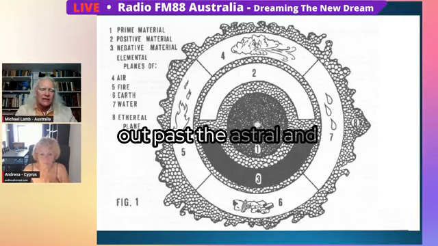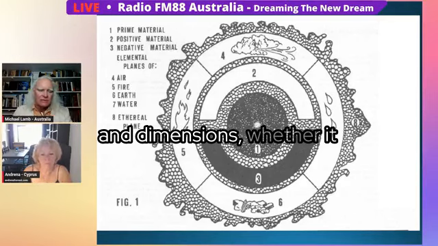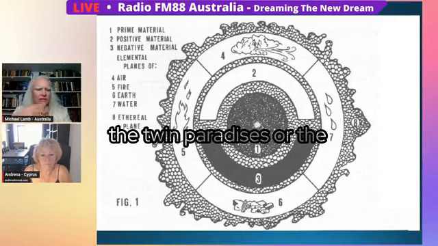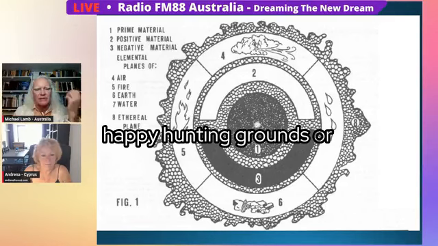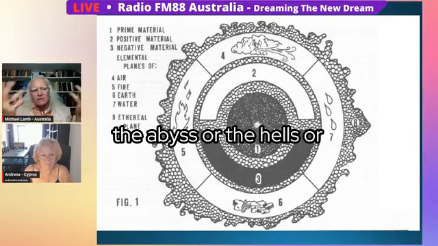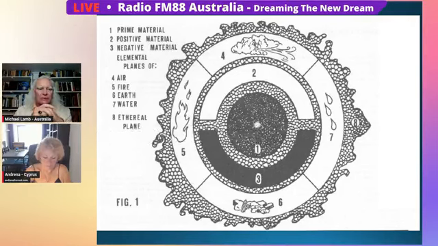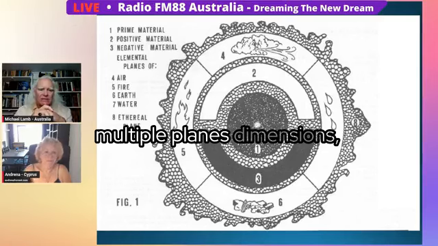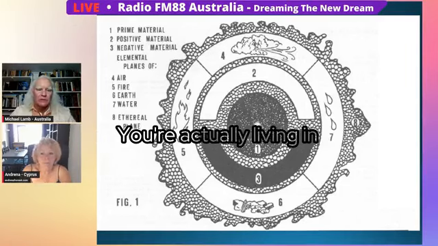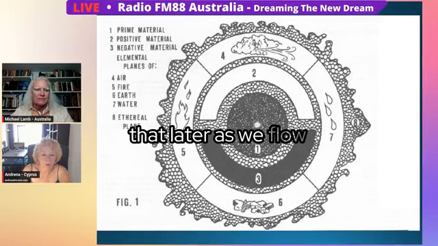And once you go out past the astral and ether planes, you can access all the other planes and dimensions, whether it be negative or positive, like the twin paradises or the happy hunting grounds or the heavens or the abyss or the hells or pandemonium or limbo or any of these other planes that are neutral or whatever. So you can have access to multiple planes and dimensions, which is basically what's happening with your soul. You're actually living in multiple planes and dimensions. But more on that later as we flow along.